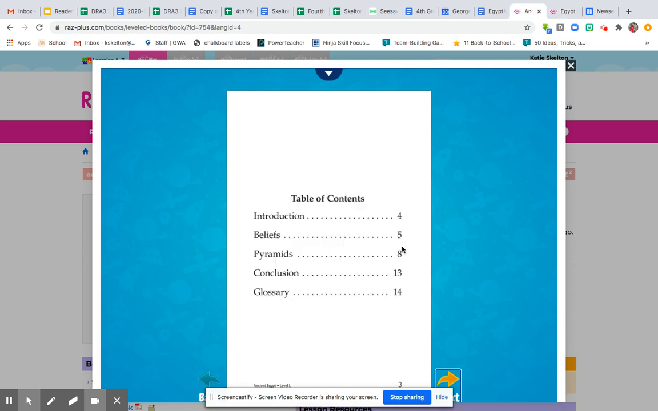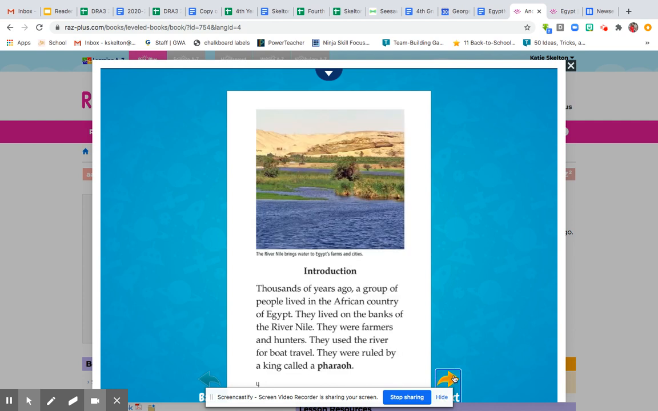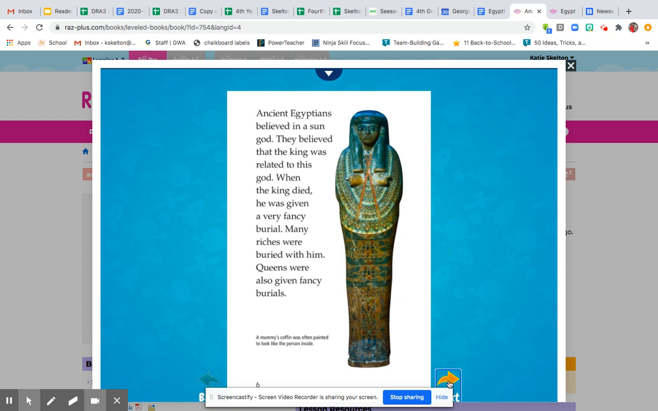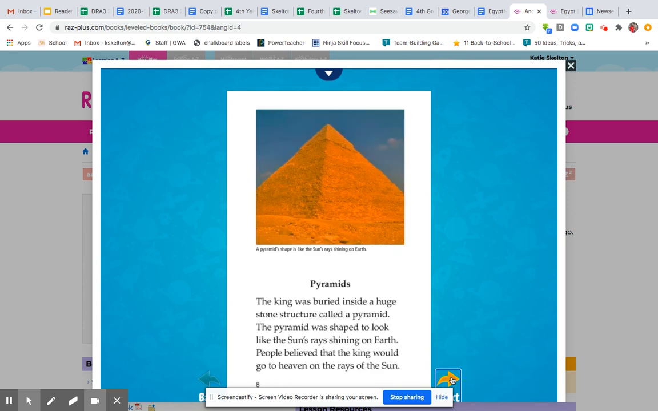And now we want to go through and skim through this text as well. Here we have an introduction. I see a picture of the land, but I also see a bolded word about pharaohs. So I know that they're talking about pharaohs in this text, which is similar to the other text. Here they're talking about the beliefs, which I know is different because I didn't see anything about beliefs in the previous text. Here they're talking about mummies. That's different. Okay, still talking about mummies.